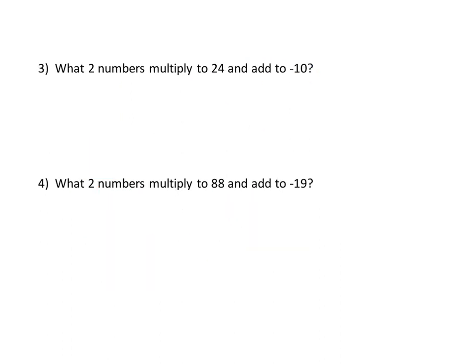So question 3, what two numbers multiply to 24 and add to negative 10? Notice this time we're throwing in some negatives there. So let's start with the 24. We'd have 1 times 24, 2 times 12, 3 times 8, 4 times 6, and that would be it. Now notice though that we need these to add together to give us negative 10, but they're multiplying together to give us a positive. Well, the only way they can multiply together to give us a positive is if they have the same signs. So that means that both of these numbers are going to have to be negative.